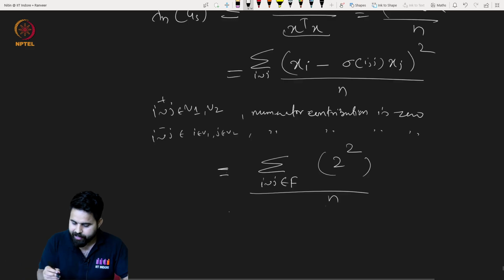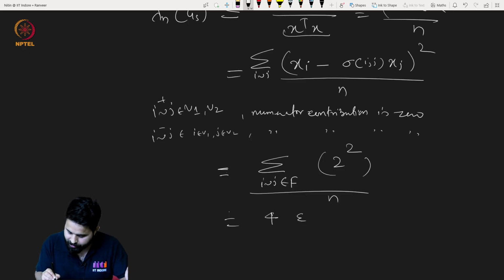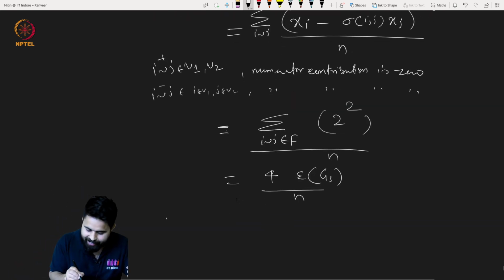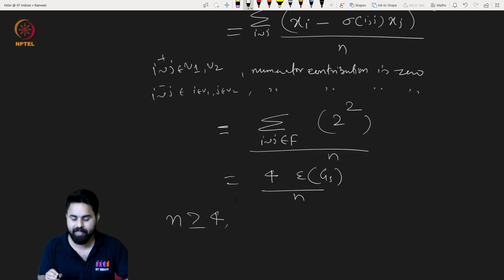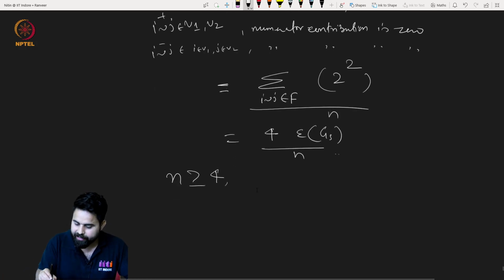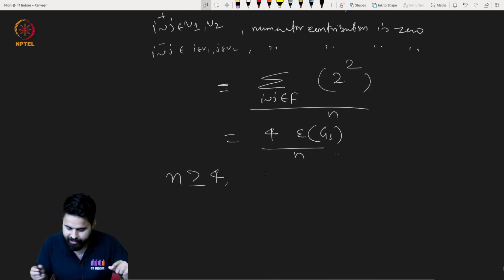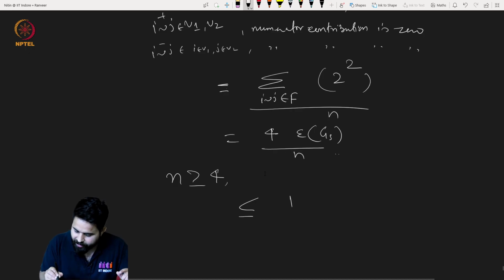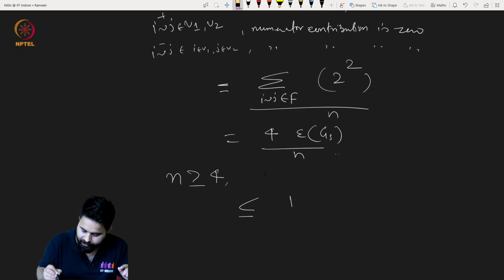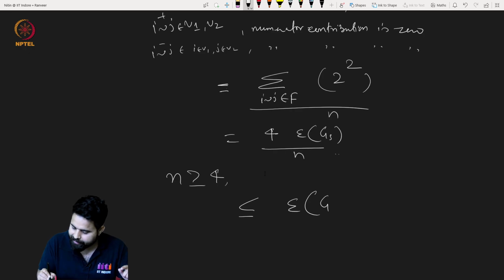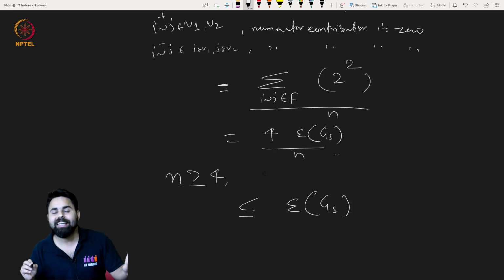So what is this summation, by the way? This is 4 times the number of edges in G_S, divided by n. Now let us consider that n is greater than or equal to 4. If n is at least 4, this quantity we can always write as greater than or equal to epsilon, the frustration index, or frustration number, of the signed graph.